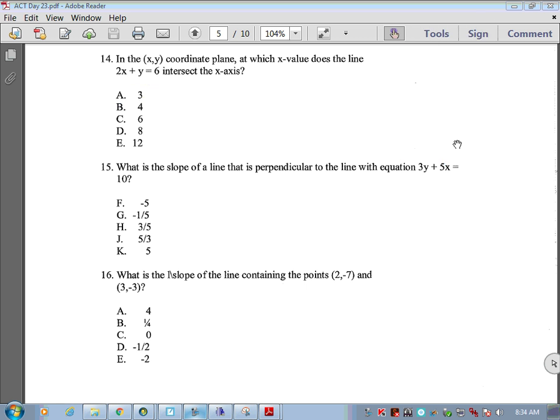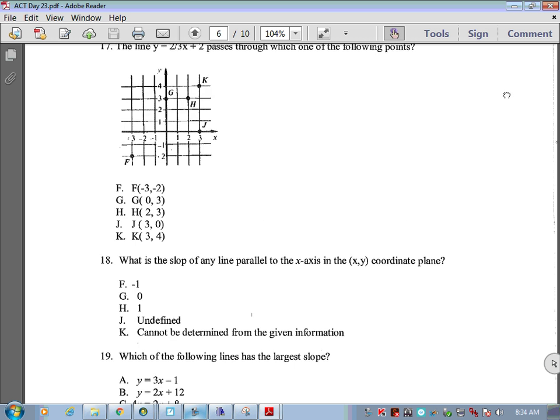All right, anything else on that page, 15 or 16? No? All right. 17, 18, or 19? 18? 18, okay.